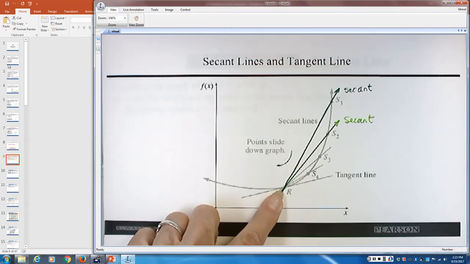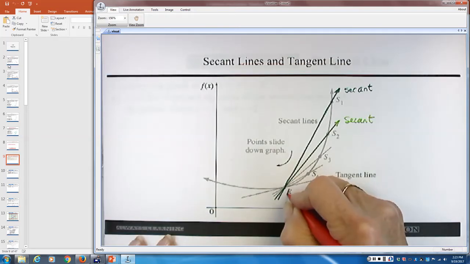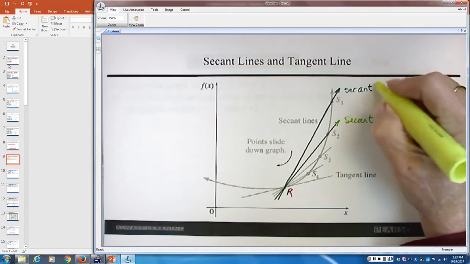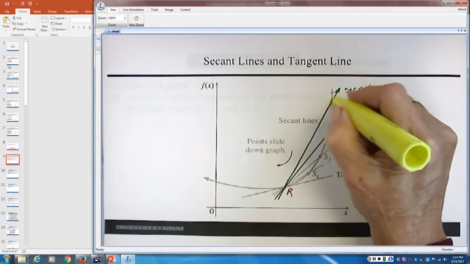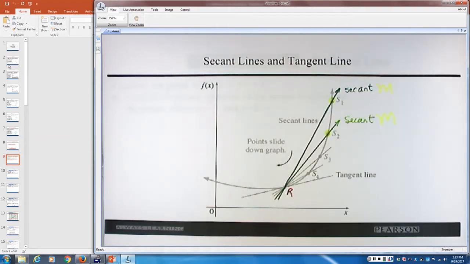Their starting point. They both have in common the point R. What do they have that's not in common? Their slope is not the same. Using these 2 points, tell me why it's not the same. Why are their slopes not the same?